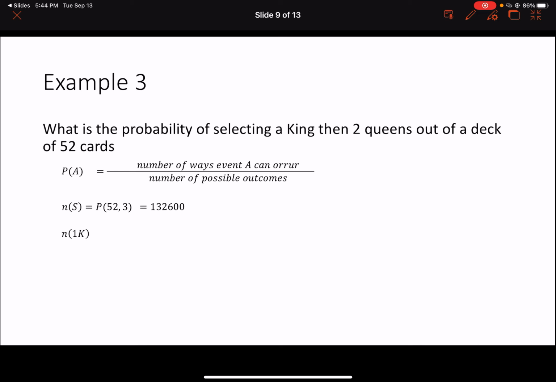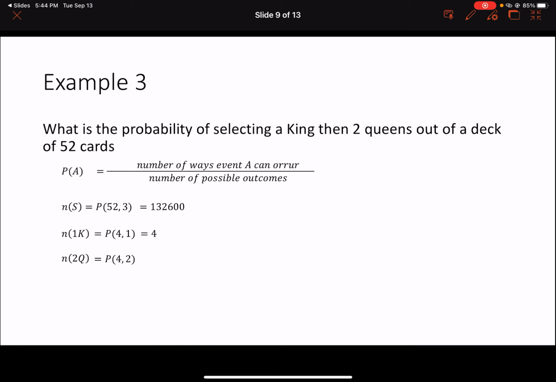And then, what's the probability of selecting 1 king? How many ways can we select 1 king? Well, we can select 1 king in 4 choose 1 way, right? 4 ways. What's the probability of selecting 2 queens? How many ways can we pick 2 queens? Well, we can pick 2 queens in 4 choose 2 ways, right?